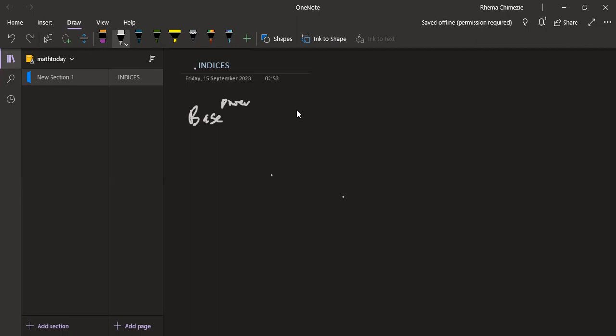It means, for example, I can have 10 raised to power 2. So this is the base and this is the power. Let's look at it. 10 raised to power 2 is the same as writing 10 times 10, not equal to 10 times 2. Is that okay? So 10 times 10 definitely will give you 100. That means 10 raised to power 2 is 100.